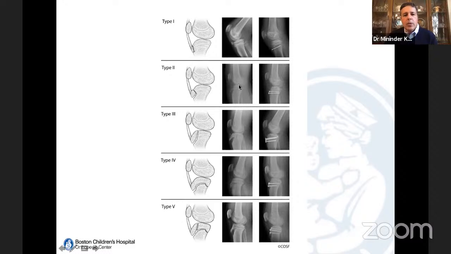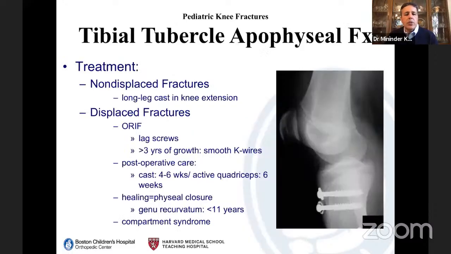So the type 1s through 3 were the classic. Type 4 and type 5 have been added, which probably represent higher energy injuries. So the treatment for tibial tubercle apophysis fractures, non-displaced fractures, we typically treat in a long leg cast in extension or a knee immobilizer. Displaced fractures typically are treated with closed reduction or open reduction and usually internal fixation.